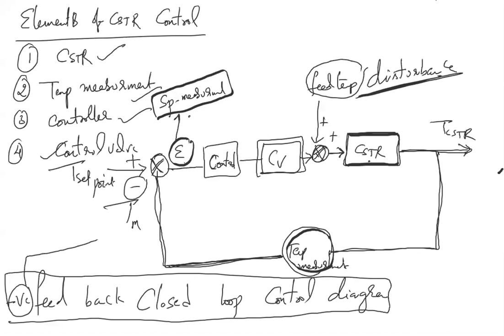See, the control valve opens the cooling water flow rate. That cooling water directly acts on the CSTR to affect this variable. So the temperature of the CSTR is affected by feed temperature. The temperature of the CSTR is affected by cooling water flow rate, both.